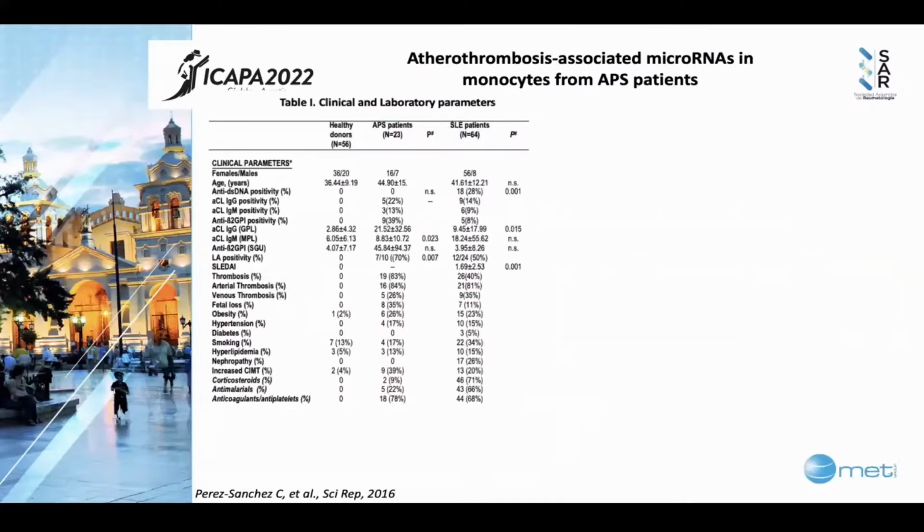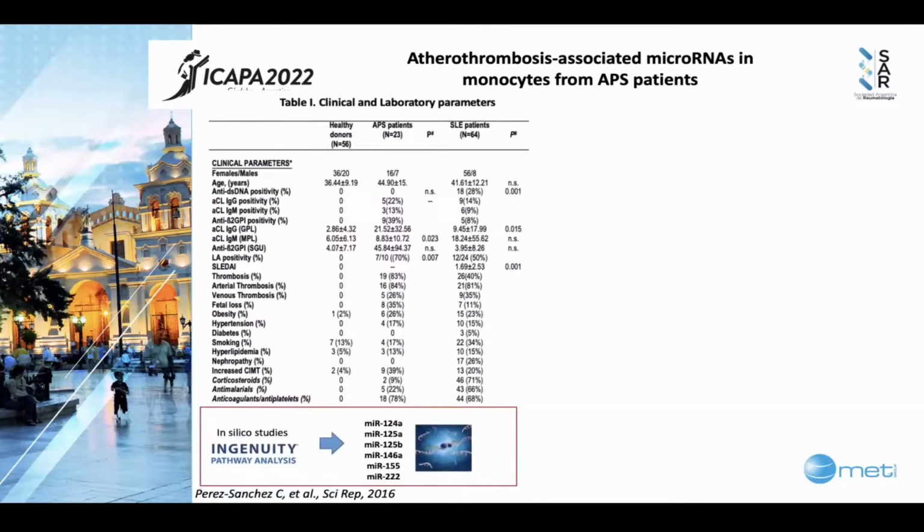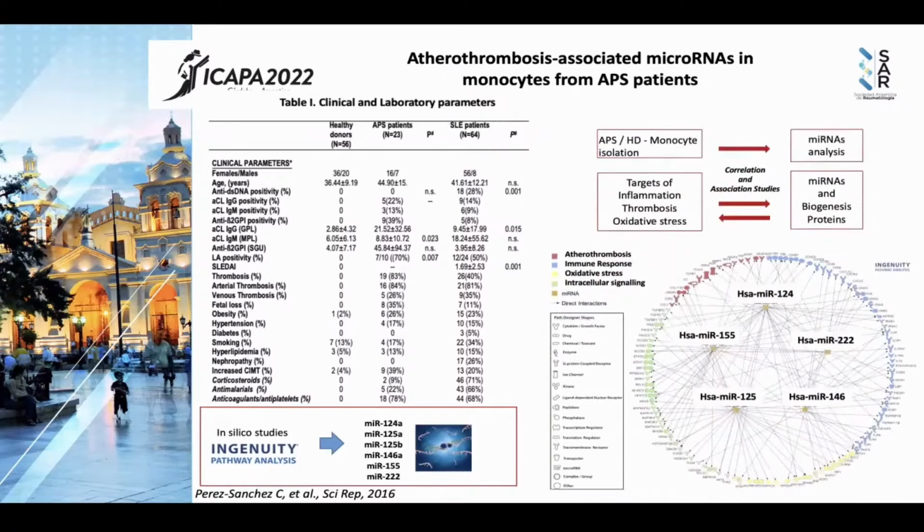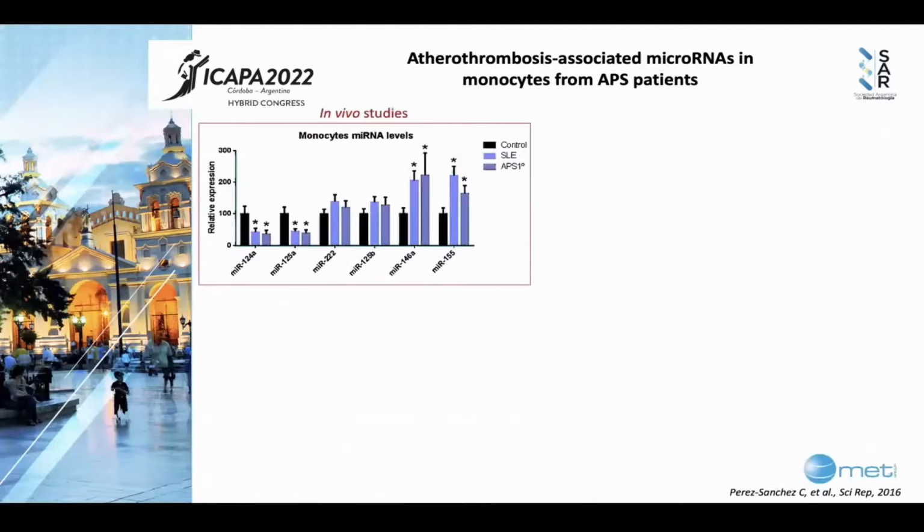syndrome patients. In a later study, we identified and characterized a number of microRNAs related to the cardiovascular disease present in 2 cohorts of APS and lupus patients. The selected microRNAs were recognized in in silico studies. They were main regulators of targets involved in clinical features of antiphospholipid syndrome, such as atherosclerosis, thrombosis, immune response, and oxidative stress. In monocytes isolated from APS and lupus patients, a reduction in levels of microRNAs 124 and 125 was found, while levels of microRNAs 155 and 146 appeared increased.